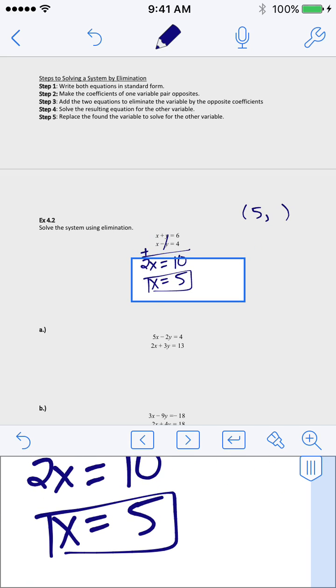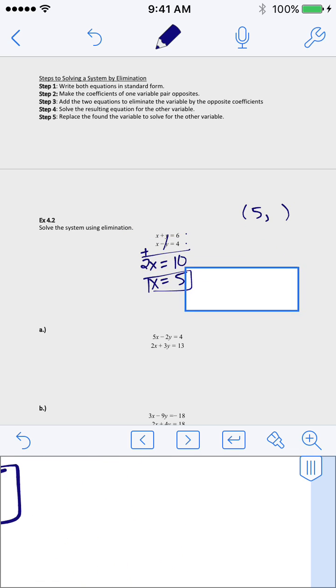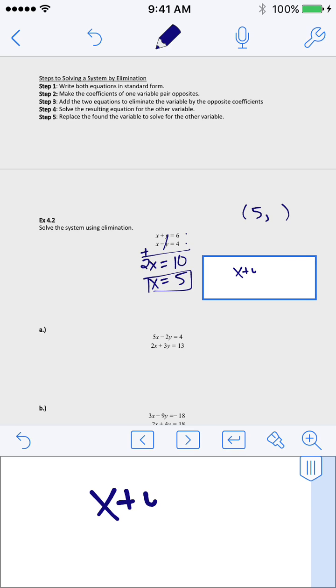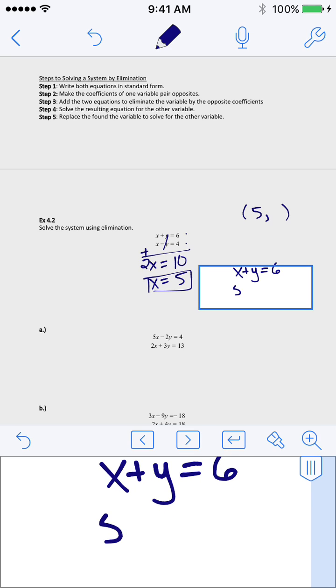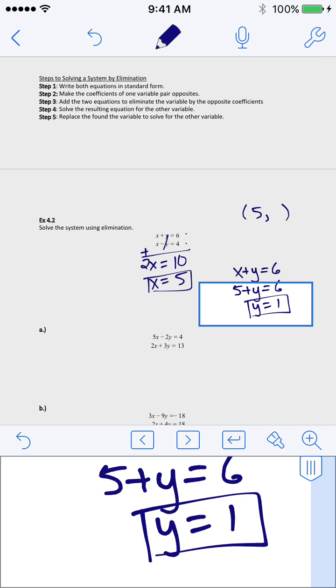But what else do I need? Instead of just leaving it like that, I have to go back and now I have to find the y, right? And I can use either one. Why not use the first one? x plus y equals 6. And I know x is equal to 5. So 5 plus y equals 6. Subtract 5 from both sides. Or think about it logically: what plus 5 equals 6? y is equal to 1.